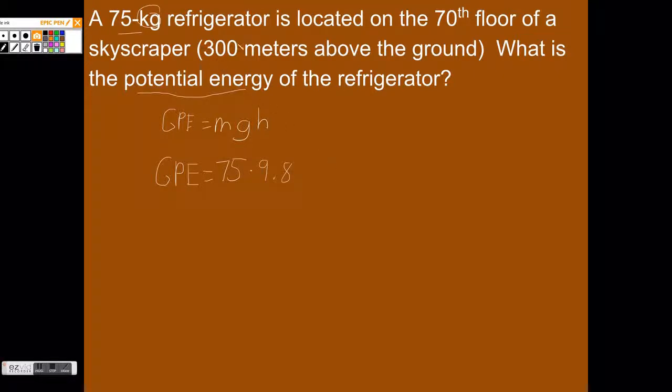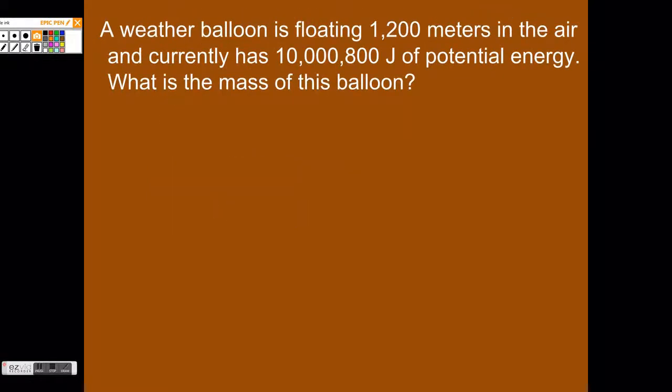Finally, height. I notice it says 300 meters above the ground. If you see meters in one of these problems, you know you're dealing with height, so I plug in 300. Now all that's left to do is simply multiply to solve for GPE. So I'm going to write down GPE equals 220,500.